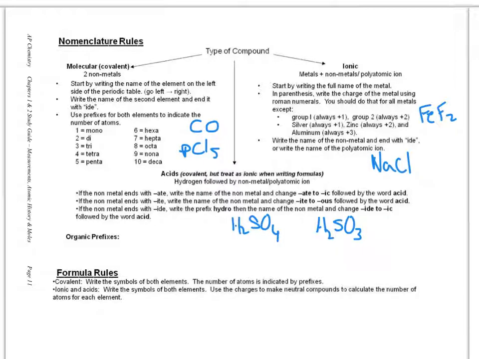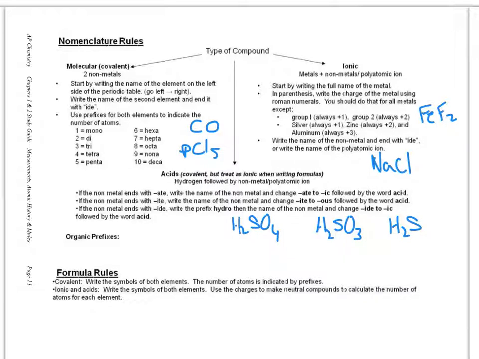And then if it ends with "ide," for example, if you have H2S, S2- is sulfide. So what you do is you start it with hydro, then you end it with "ic," and then you follow it by the word acid, so hydrosulfuric acid. Again, this is not a very big deal because it's out of the AP exam, but you do need to be familiar with it. So practice a little bit, but it's not as big of a deal as it was last year.